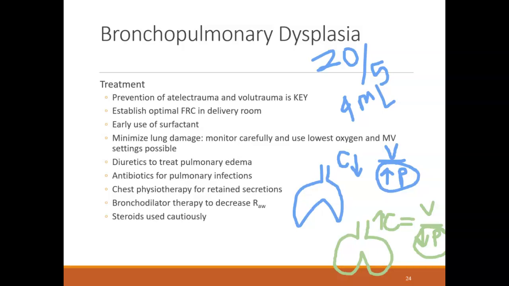Because of that fluid leakage, that pulmonary edema that's associated with RDS, there is more risk of volume trauma and atelectrauma. They typically will give these babies diuretics early on. They might give antibiotics if they suspect any pulmonary infection, to treat any inflammation that way. Chest physiotherapy should always be recommended anytime you suspect the patient has any type of retained secretions.